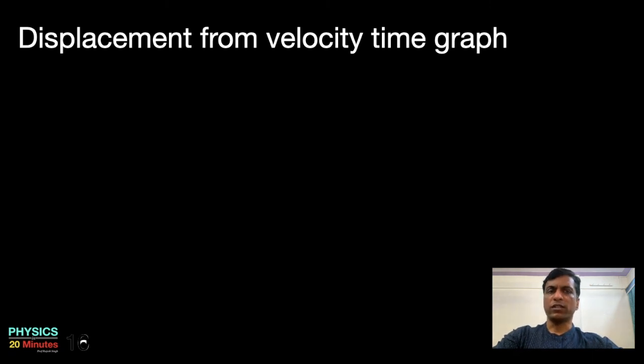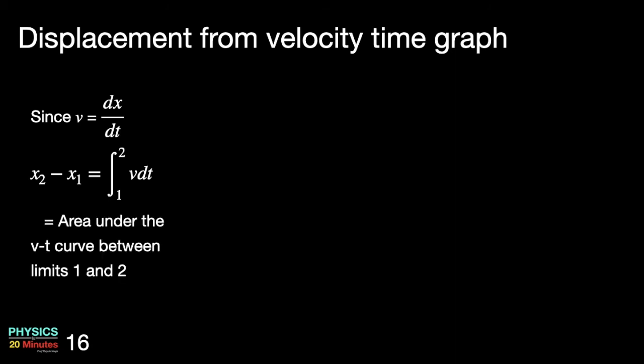So from velocity time graph, we can find displacement very easily. Let's see how. Velocity is a derivative of position. So v is dx by dt. We can write x2 minus x1 is integration of v dt from the limits 1 to 2, which is nothing but the area under the vt curve between the limits 1 and 2.